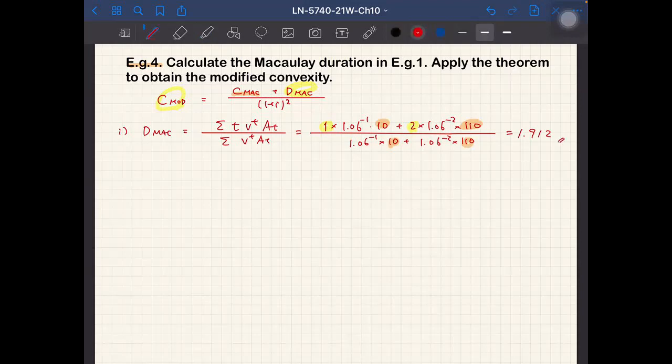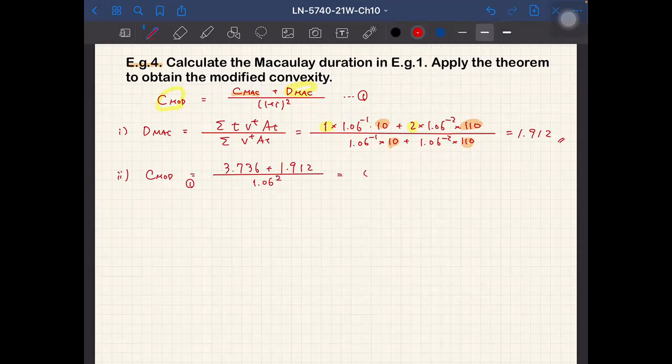So now we want to calculate the modified convexity by this. And the Macaulay convexity, okay, if we use this one, the Macaulay convexity was 3.736. And now we have calculated the duration. So duration is 1.912, over (1 plus i) squared, so 1.06 squared.